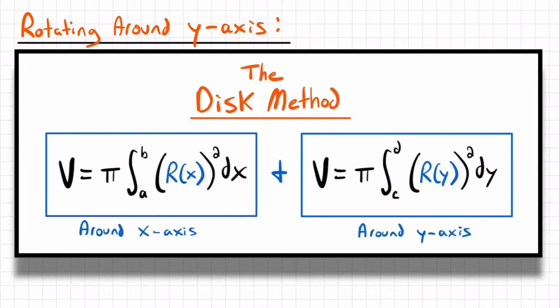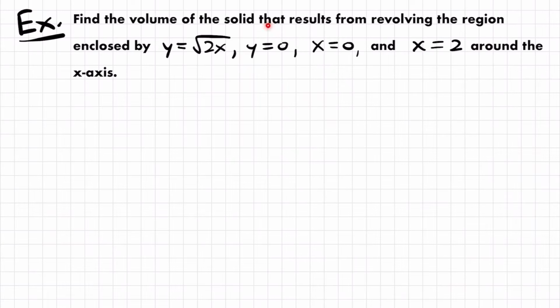And if you want to calculate the volume of a solid of revolution that is revolved around the y-axis, then you want to use this formula, which is essentially the same formula, except everything is going to be in terms of y. Okay, so now that we know the formulas for the disk method, let's take a look at some example problems. Alright, so here's our first example. We want to find the volume of the solid that results from revolving the region enclosed by y equals the square root of 2x, y equals 0, x equals 0, and x equals 2 around the x-axis.